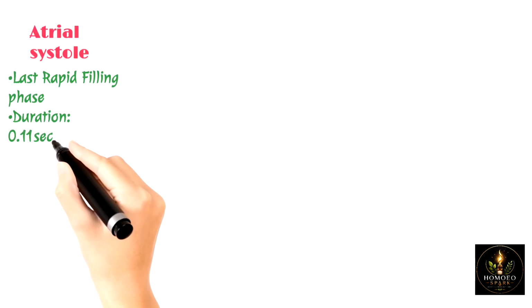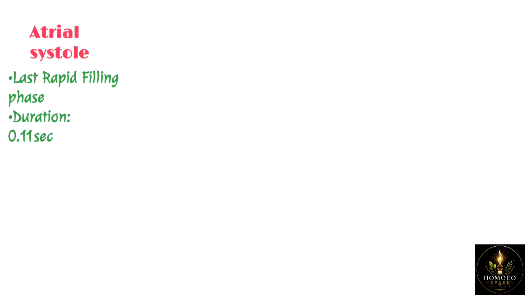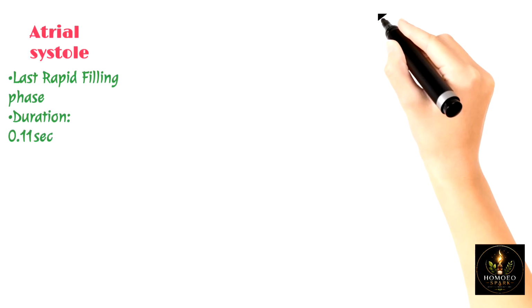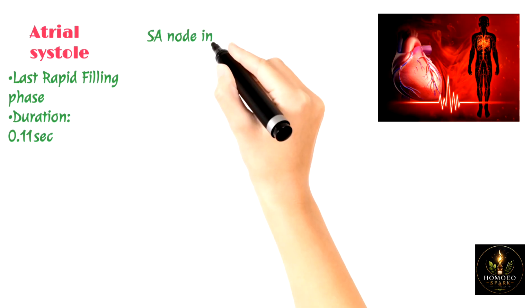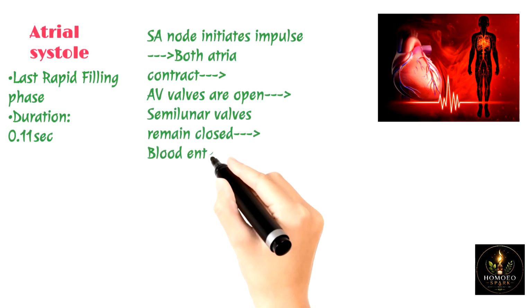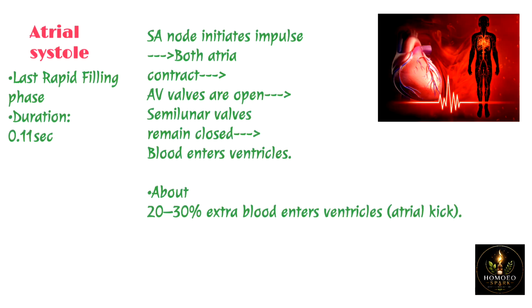Atrial systole is nothing but contraction of both atria, which is for 0.1 second. It is the last rapid filling phase. The events happening here: it begins after the P wave. The SA node initiates the impulse so that the atria contract, AV valves open and semilunar valves remain closed, so that the blood goes into the ventricle. 20 to 30% extra blood enters the ventricle, which is known as atrial kick. So this is the atrial systole period.